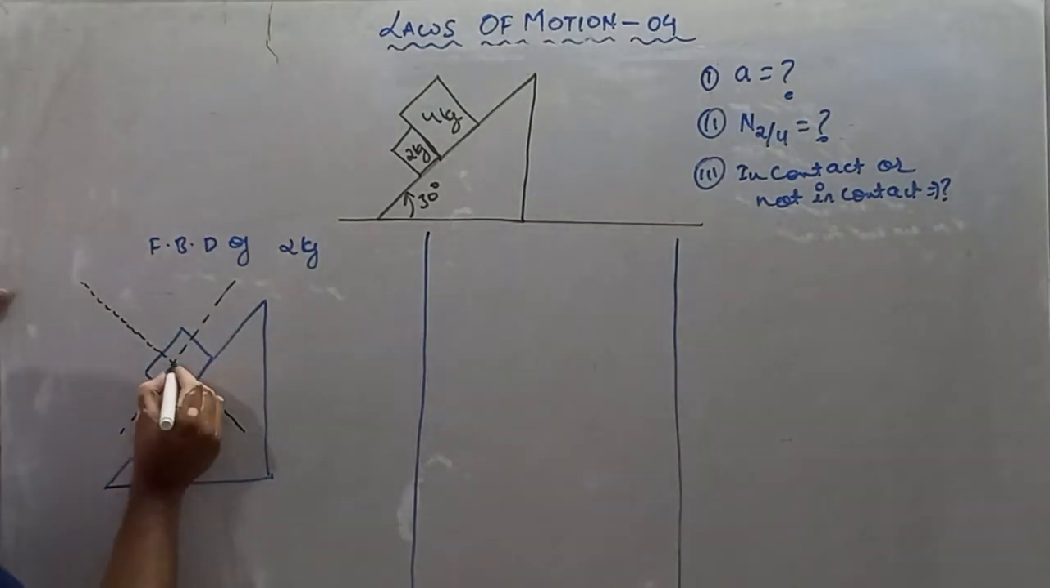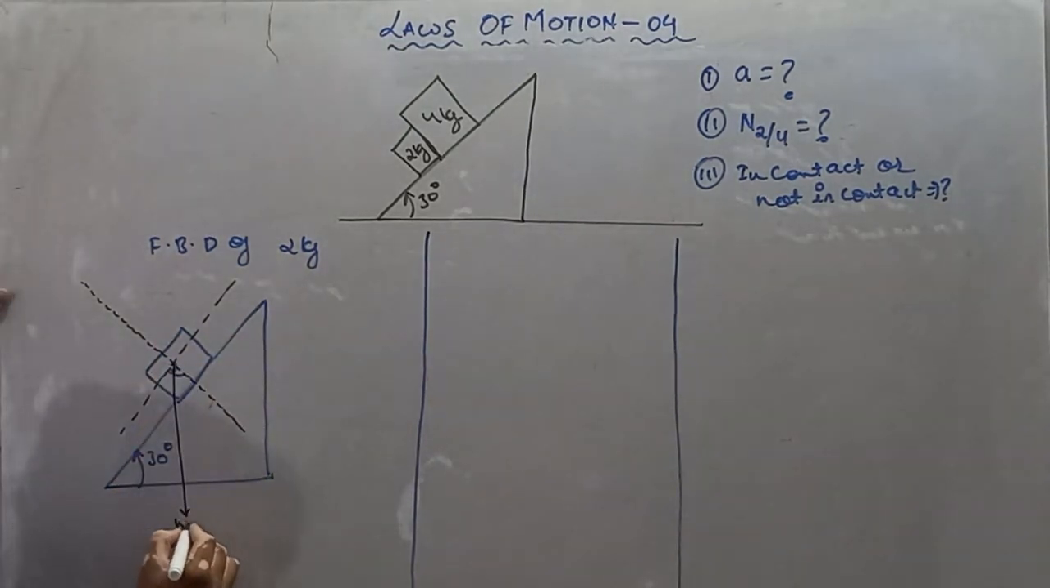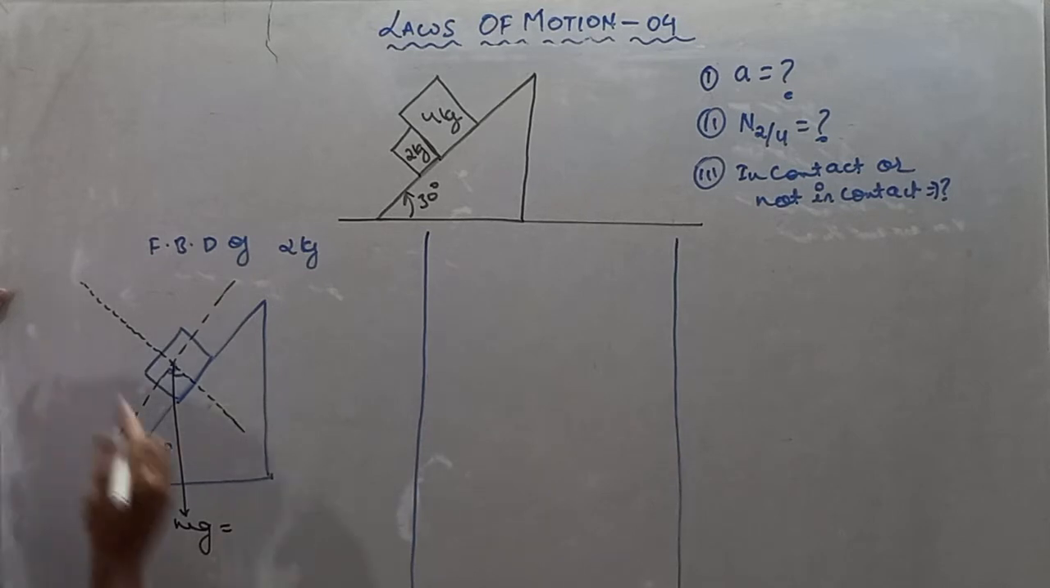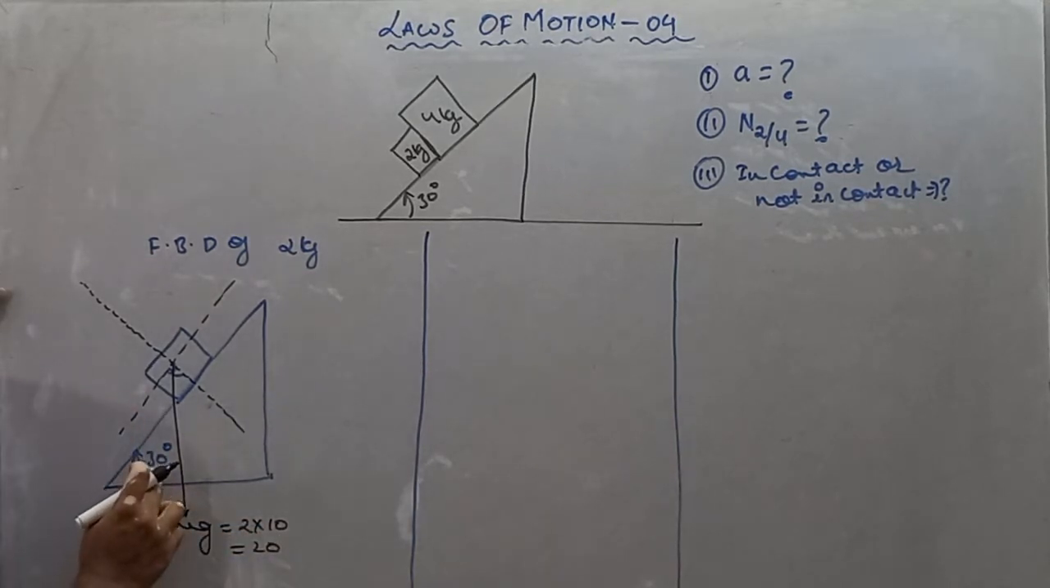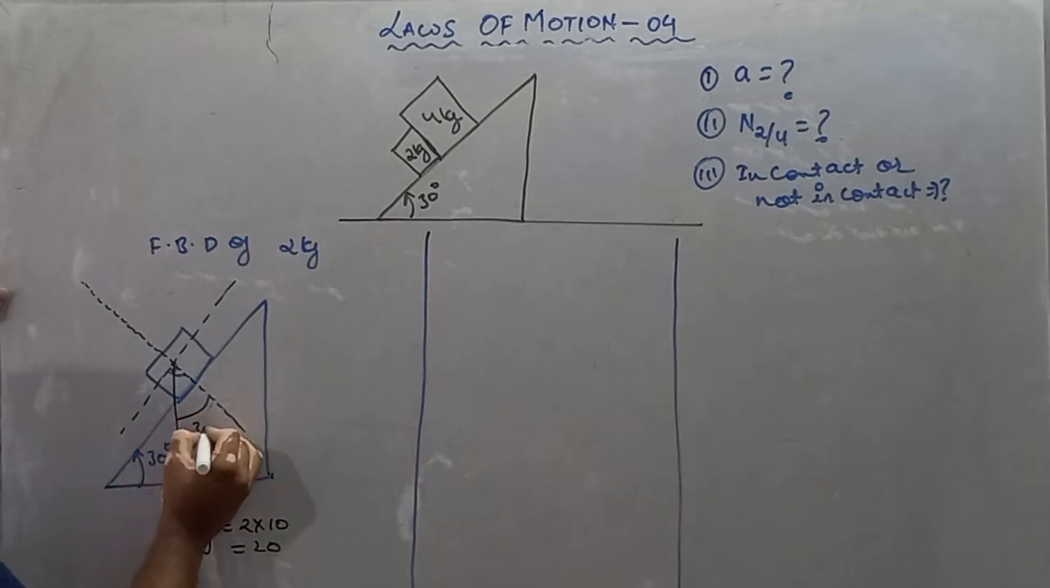So we know that if mass is m, then its weight is vertically downward and it must be mg. So m is 2, g must be 10, so it is equal to 20. Now see, this angle is 30, so this angle will also be 30 degrees.